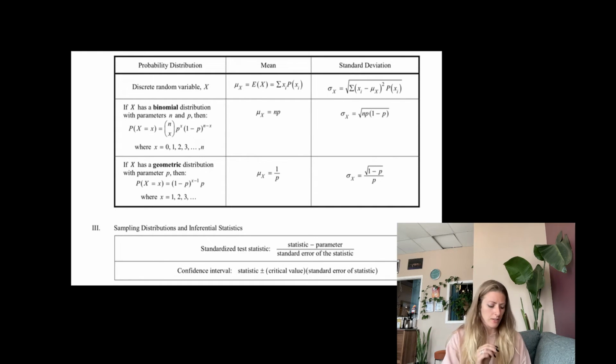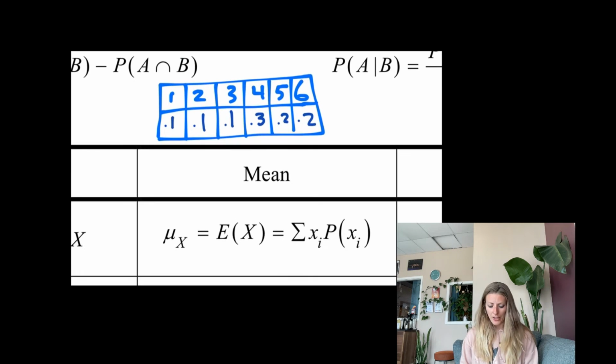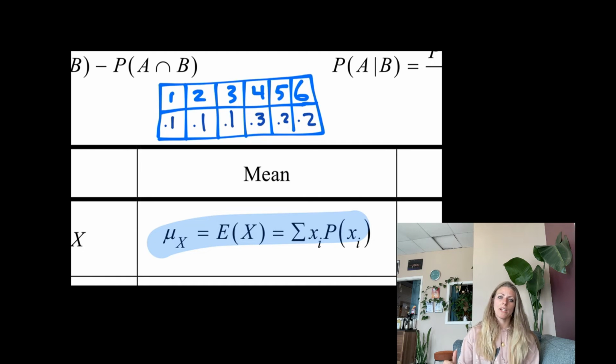So I'll just show you a quick little sample here. I'm going to pretend that we have a weighted die, and the probability of rolling a 1 is 0.1, the probability of rolling a 2 is 0.1, etc. So the mean, or the expected value for this die, you would have to take 1 times 0.1 plus 2 times 0.1 plus 3 times 0.1 plus 4 times 0.3. That's what this equation is saying.